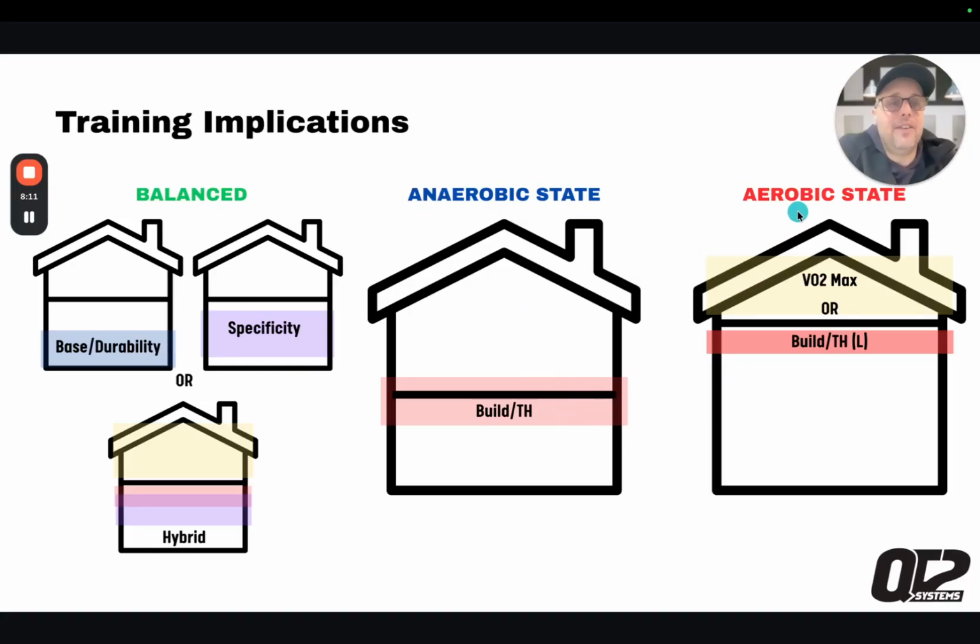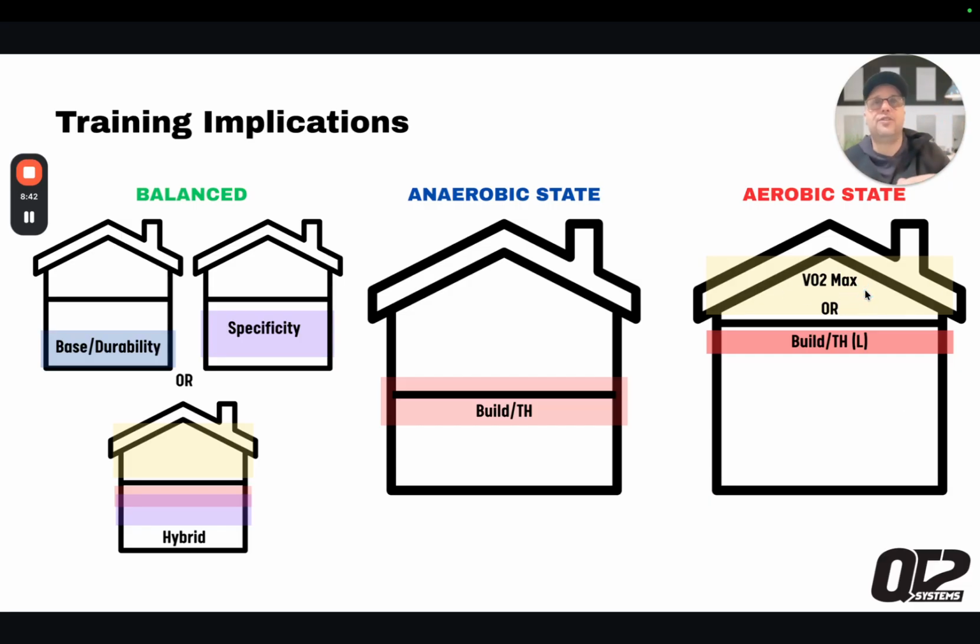Then if we have an athlete who is in an aerobic physiological state, we have a couple of options. What that means is that their critical power or critical speed occurs at a very high percentage of their power or speed at VO2 max. In order to get movement in our critical intensity, critical power or critical speed, we need to get power or speed at VO2 max out of the way first. If that's our aim, then we enter into a VO2 max block.